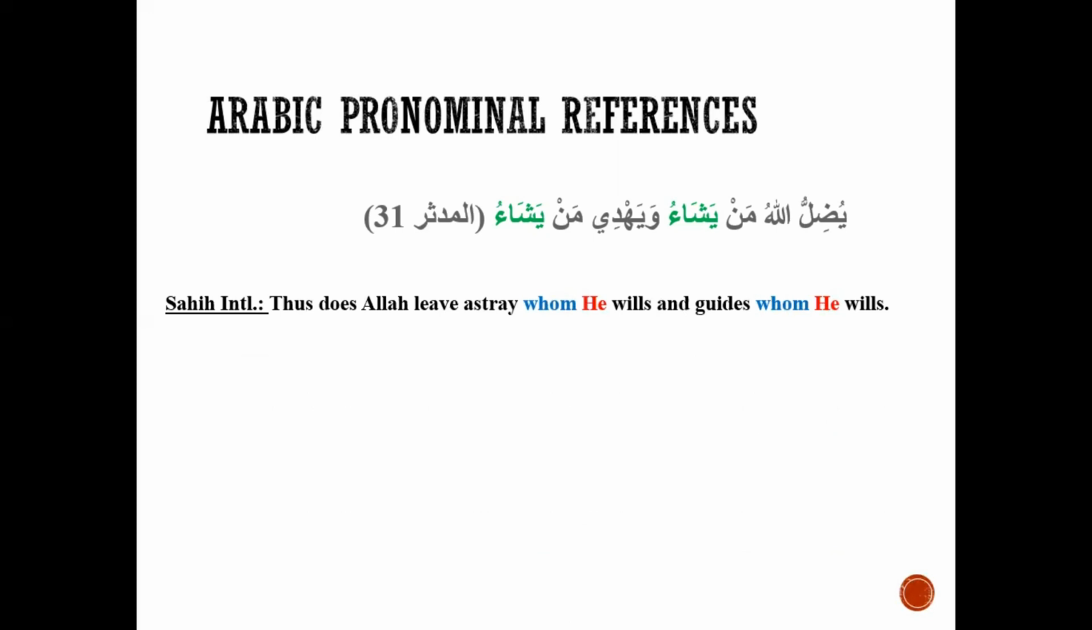This is reflected in the translation of Sahih International. Look, thus does Allah leave astray whom He wills and guides whom He wills. Here, whom refers to man, to the human being. Allah leaves astray whom He wills, and He, the personal pronoun, refers to God. So the subject, the nominative pronoun He, refers to God, and the accusative, the recipient of guidance or misguidance, is man.